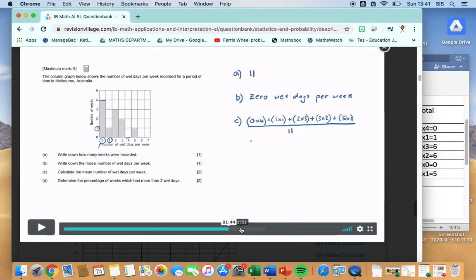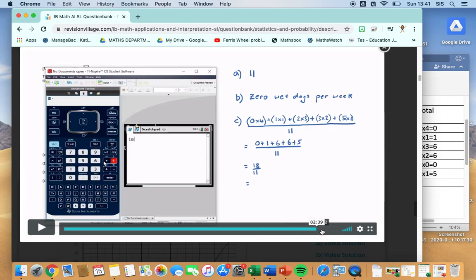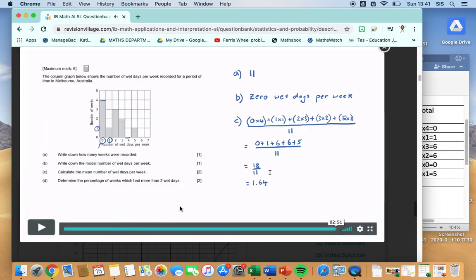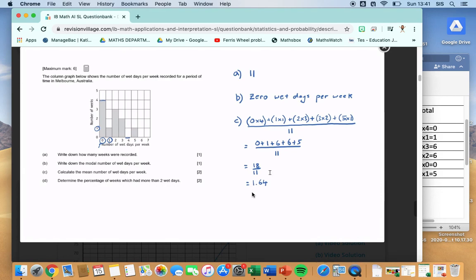So this will work out the average number of wet days per 1 week, and we can see that our answer is simply going to be 18 over 11, which when written as a decimal becomes 1.64. And what we actually mean by this in a sentence is that on average for every week, there's going to be 1.64 wet days.